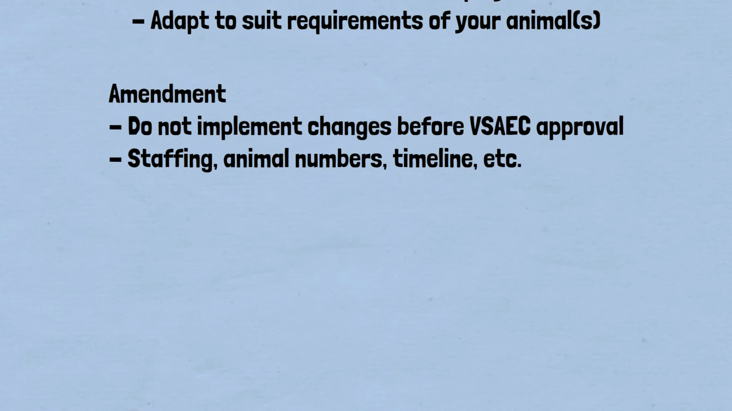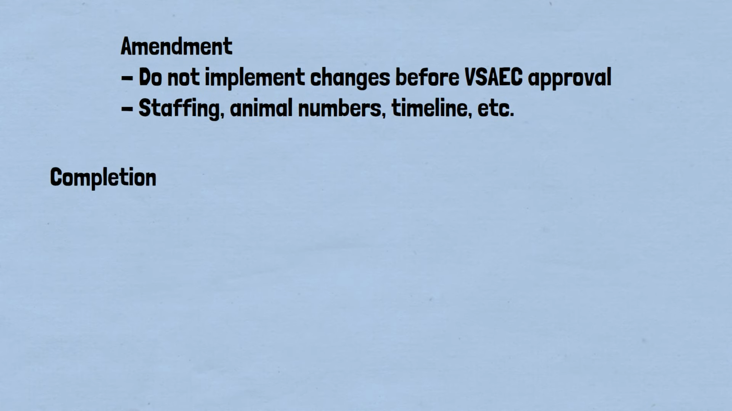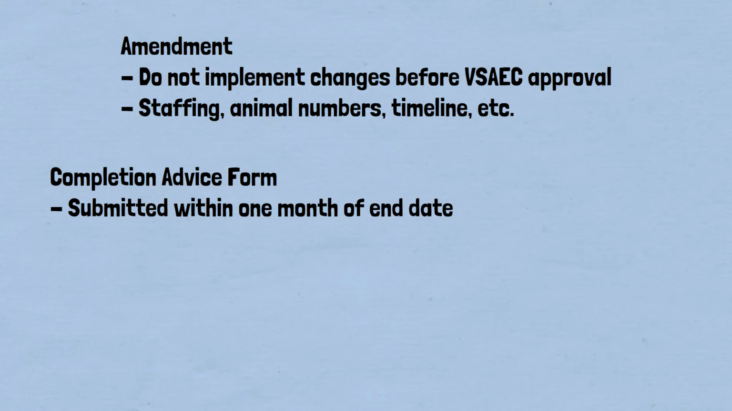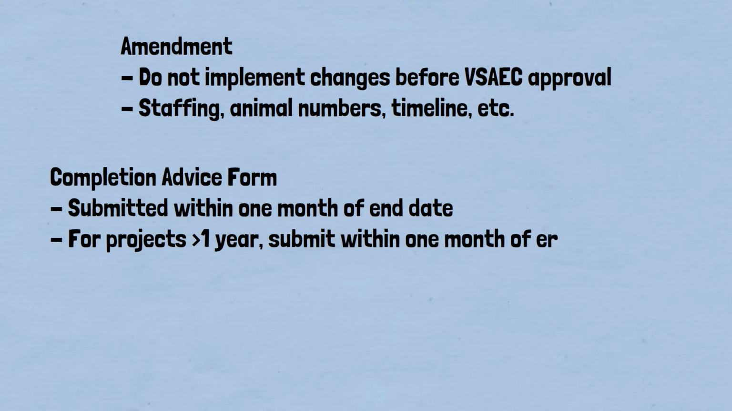At the end of your project, you must submit a completion advice form, and this must be submitted within 1 month of the end date outlined in your application. If your project will take over a year to complete, you must submit an annual report within a month of the end of the year.